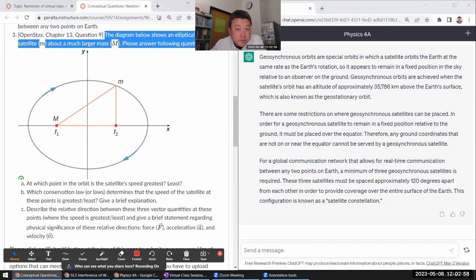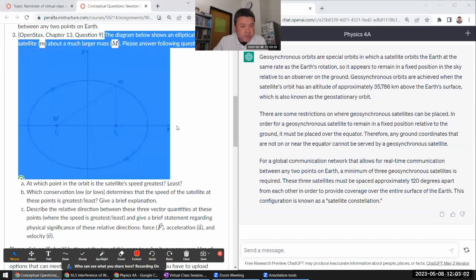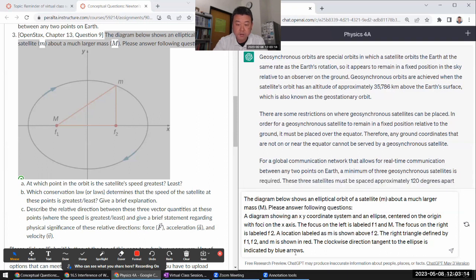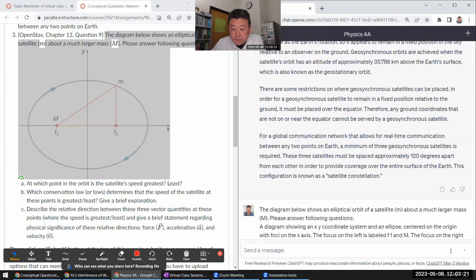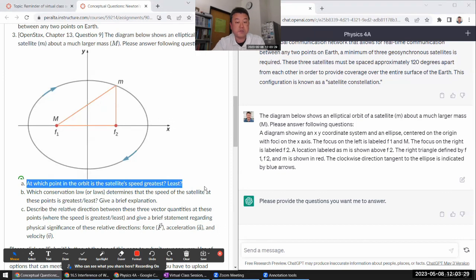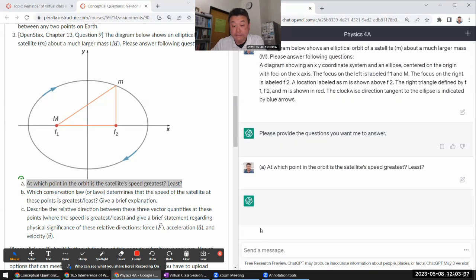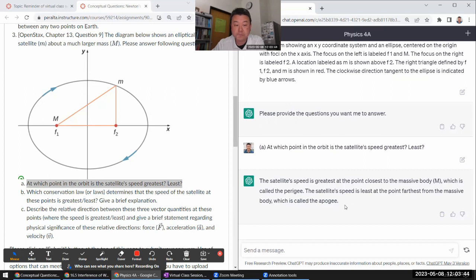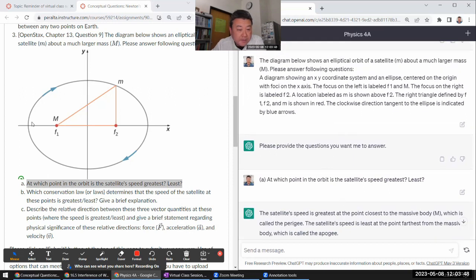Let's see. Diagram below shows a satellite. I wonder if I do this, it'll copy the diagram. Okay, I hope it recognizes that I haven't asked the question and waits for the question. At which point is the... I don't know if it parsed the diagram description correctly. Yeah, perigee, yeah. I didn't label the perigee and apogee, so I guess that's correct.